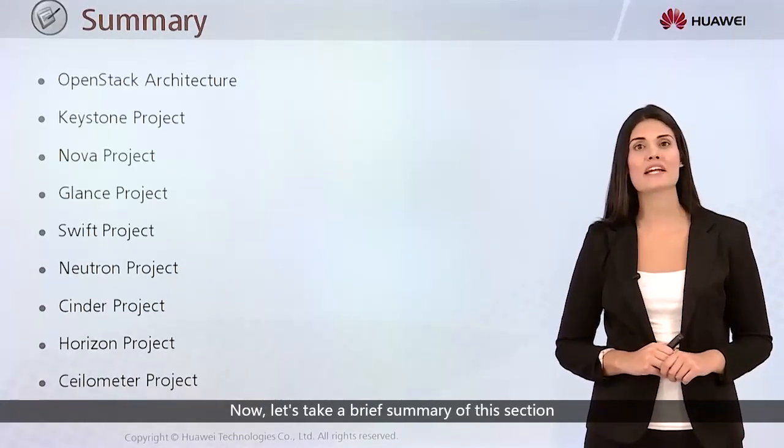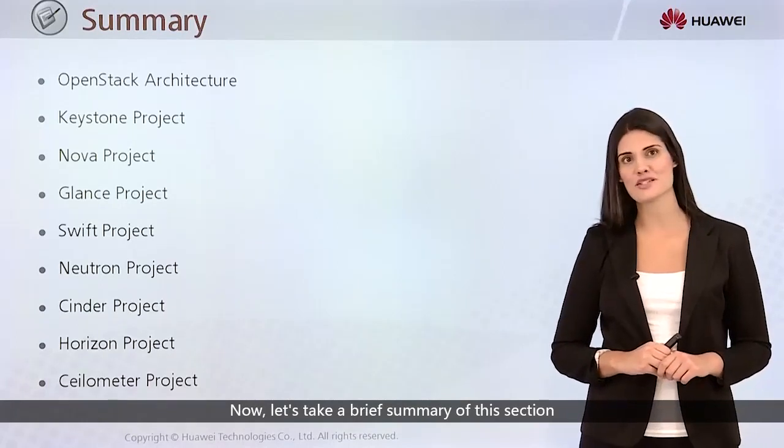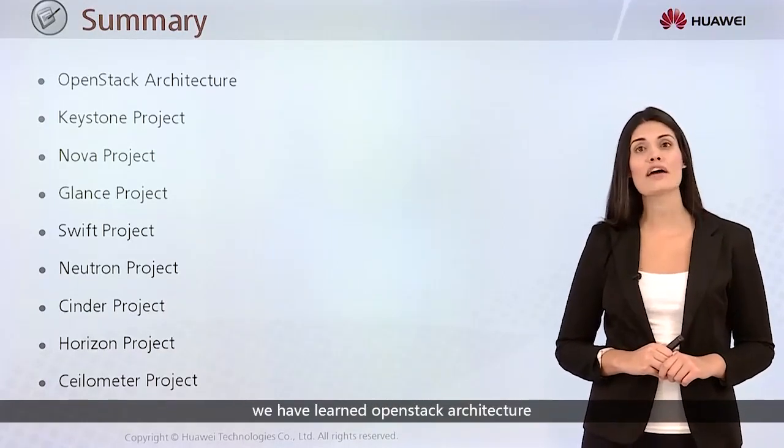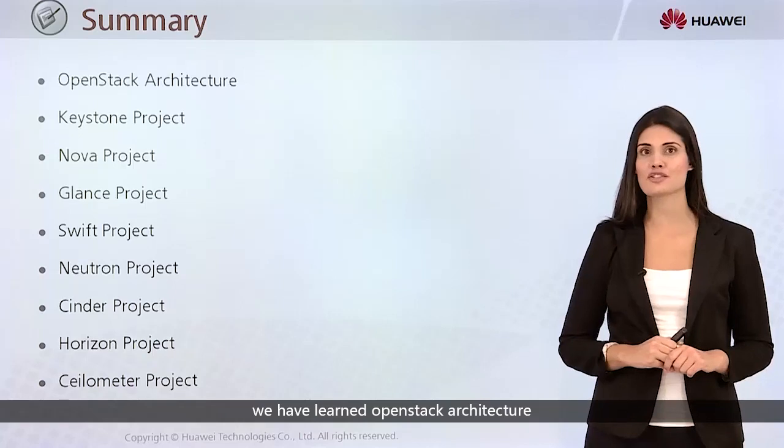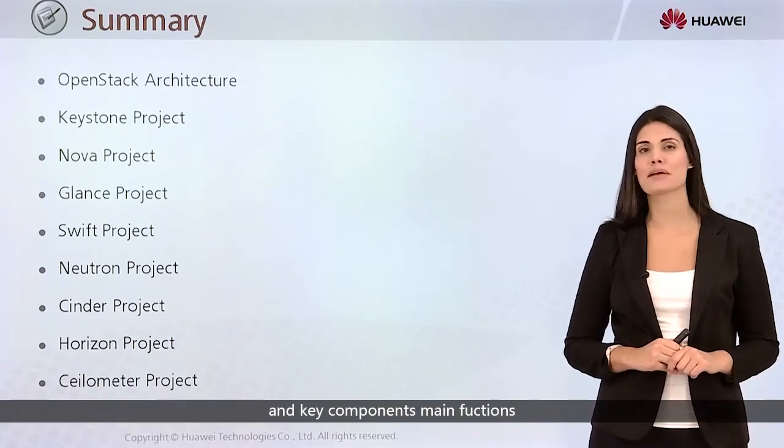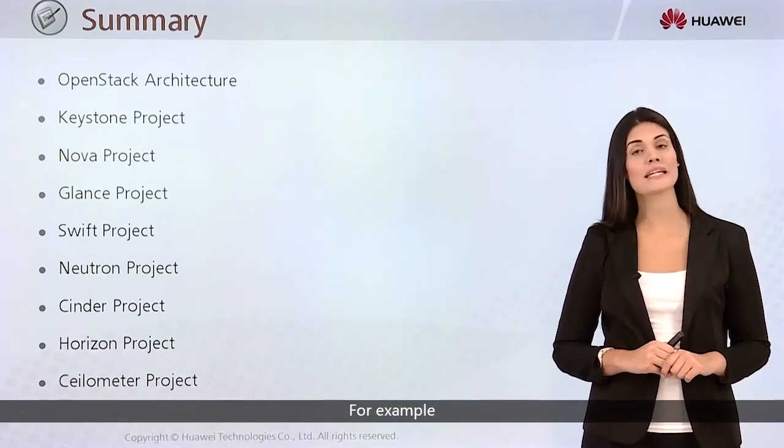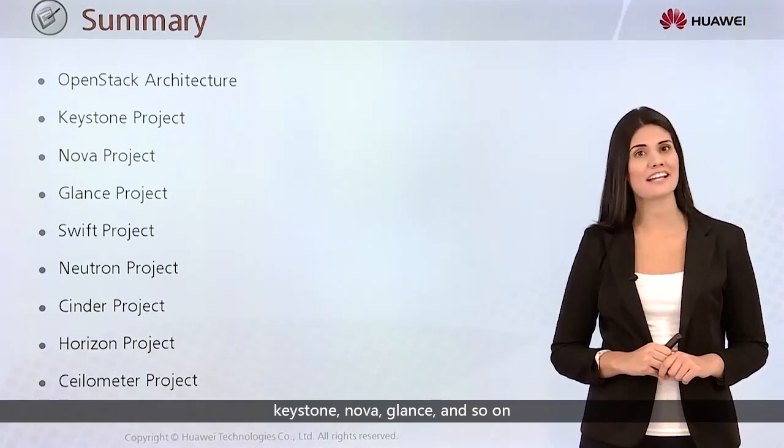Now, let's take a brief summary of this section. In this course, we have learned the OpenStack architecture and the main functions of key components, for example, Keystone, Nova, Glance, and so on.